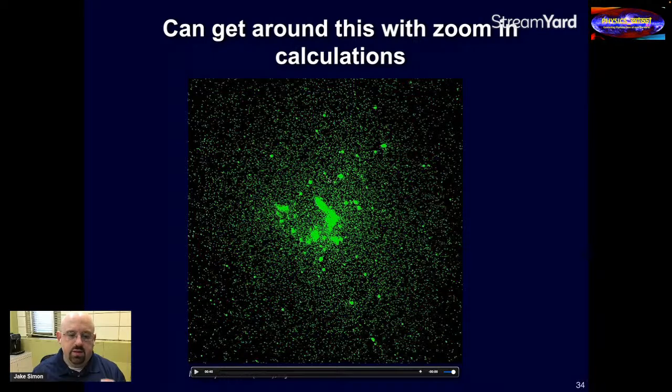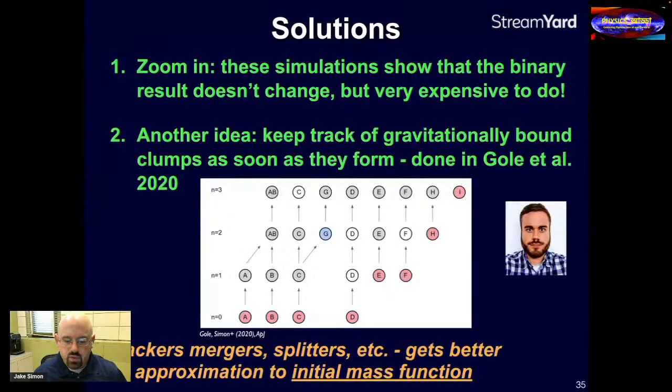It also shows that the material doesn't necessarily stay all in one body. About 50% of the simulations did form binaries, and the other ones form just one big planetesimal. So this shows that we can, in fact, form planetesimals and get around the issue that I showed before. But that's really expensive to do.